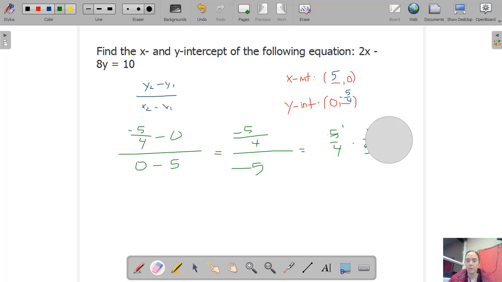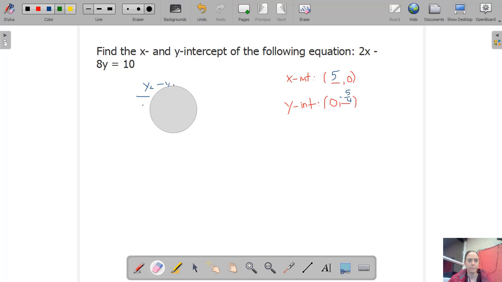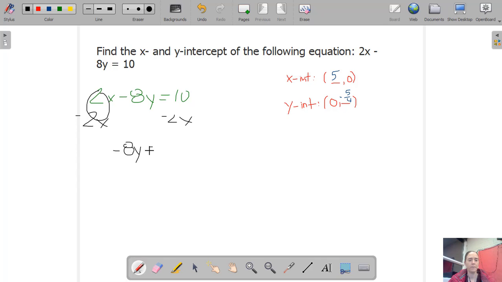Okay, the other way you can find slope, well, there's a few different ways, but one other way is we can solve this equation for y. Okay, so I'm going to show you that one last thing here. So we have 2x minus 8y equals 10. So if we want to get this y by itself, first thing we're going to do is we're going to subtract 2x on both sides. Okay, so 2x minus 2x is 0. So then I'm going to have negative 8y equals, I'm going to leave this x in the front. So I'm going to have negative 2x, and it's a positive 10, so I say plus 10.